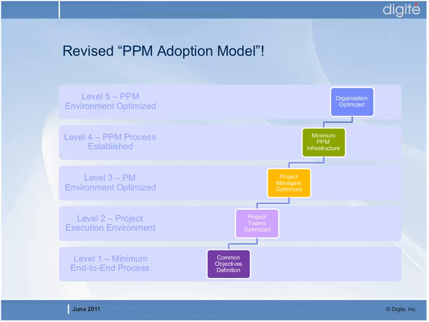The next thing is to have the project execution environment automated and optimized. So therefore, you empower project teams. You highlight to them the key expectations from project teams and why they need to be involved in it as an overall exercise. And the third level then is to get to a PM environment optimized.